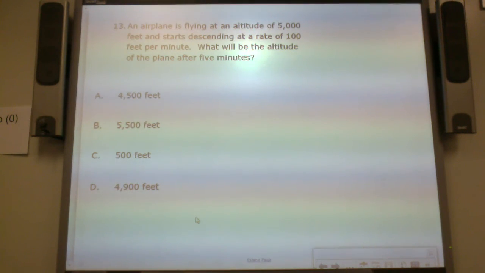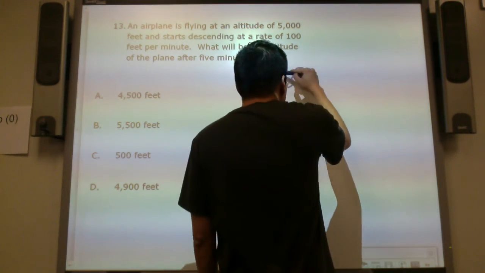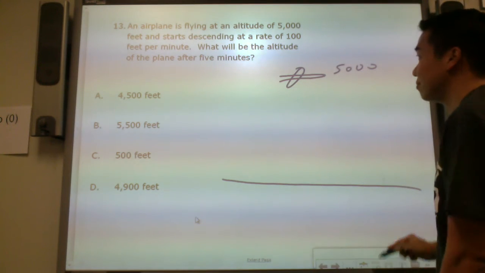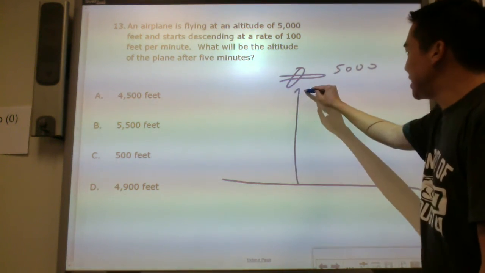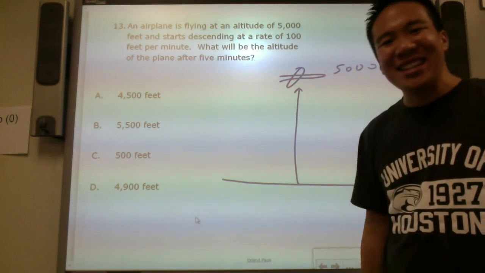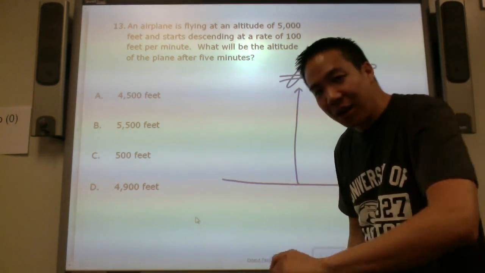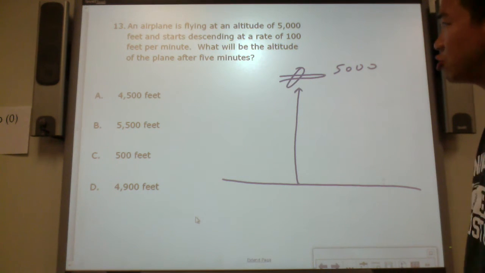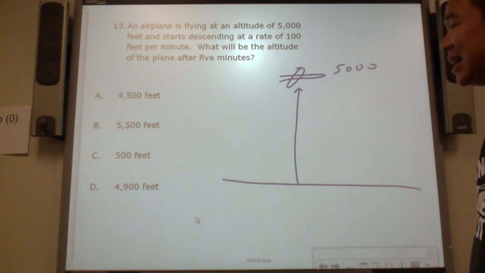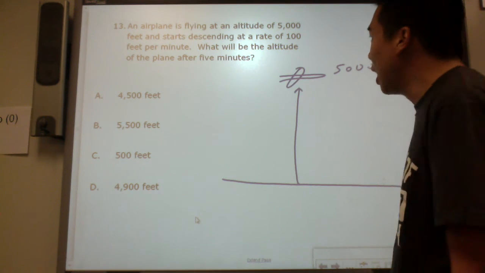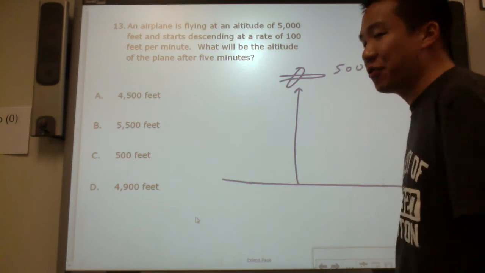Number 13. An airplane is flying at an altitude of 5,000 feet. Here's the airplane, 5,000 feet. Here's the land. It starts descending. What do you think the word descend means? Descend means go down, decreasing at a rate of 100 feet per minute. Descend means it keeps going down 100 every minute. What will be the altitude of the plane after 5 minutes?